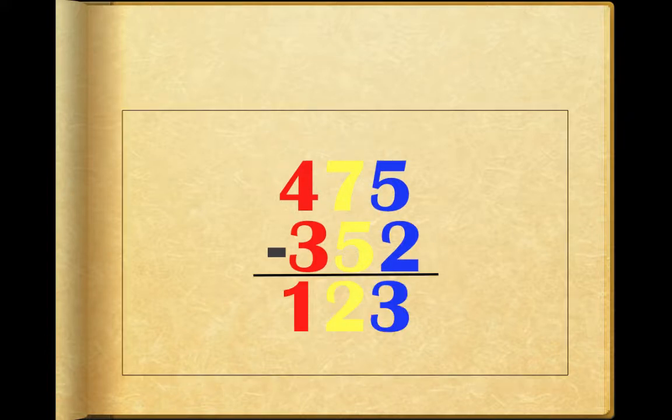Okay, so 475 minus 352. First, we subtract 2 from 5, and that gives us 3. 5 from 7, and that gives us 2. And 3 from 4, and that equals 1.